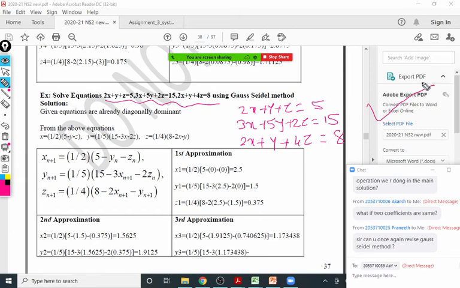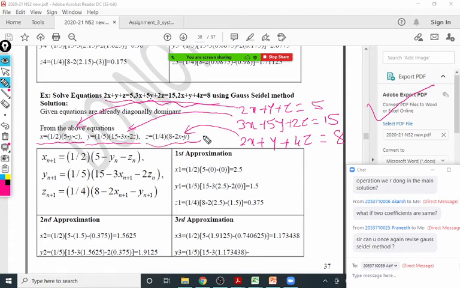So the first condition is satisfied. Now write a formula for x, y, z like in the Jacobi method. So from the first equation, we write x equal to 5 minus y minus z, upon 2. Y is equal to 15 minus 3x minus 2z, upon 5. And lastly, z equal to 8 minus 2x minus y, upon 4. So that is the formula for z.